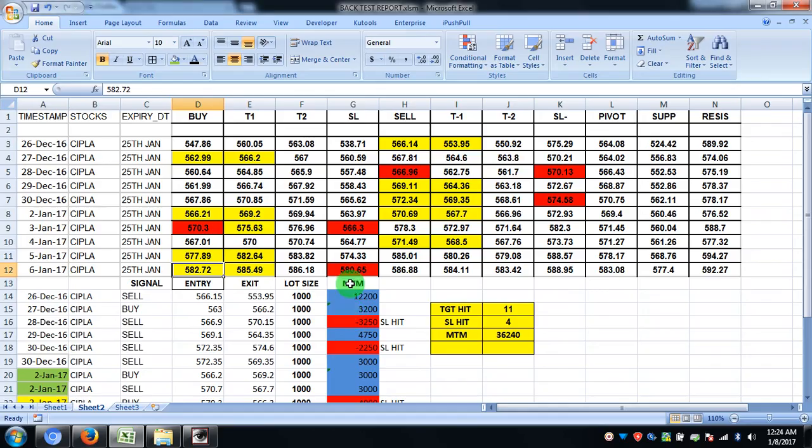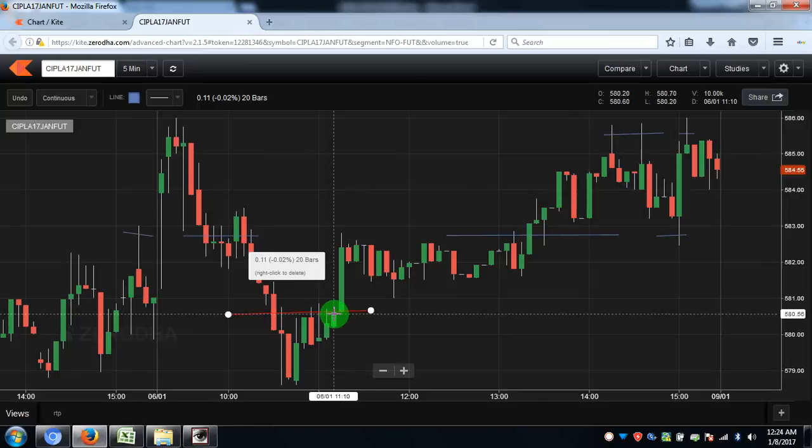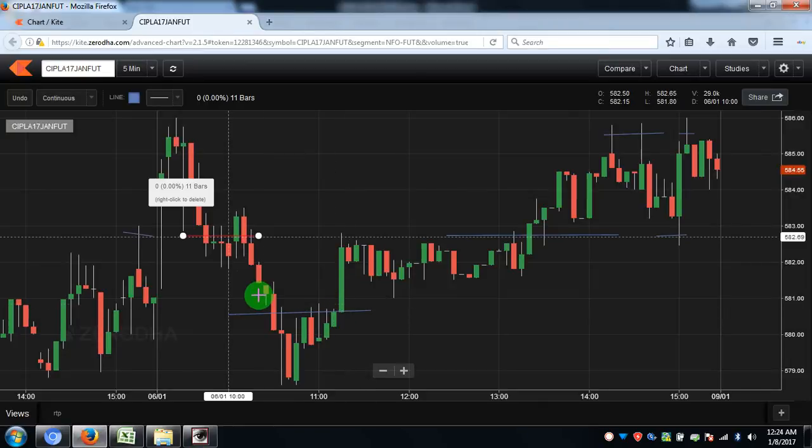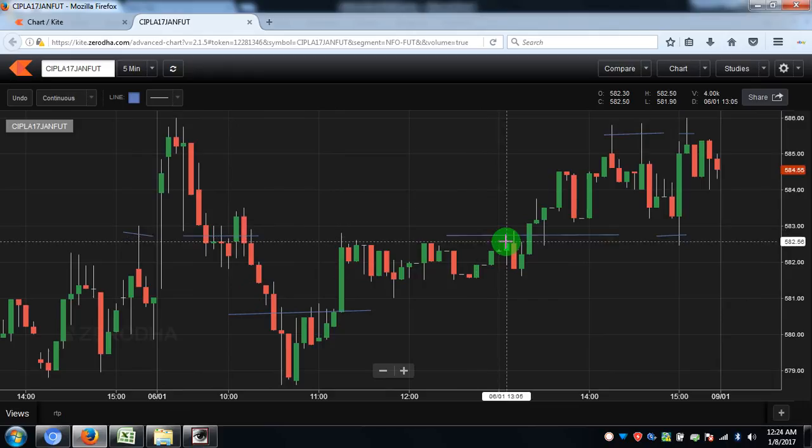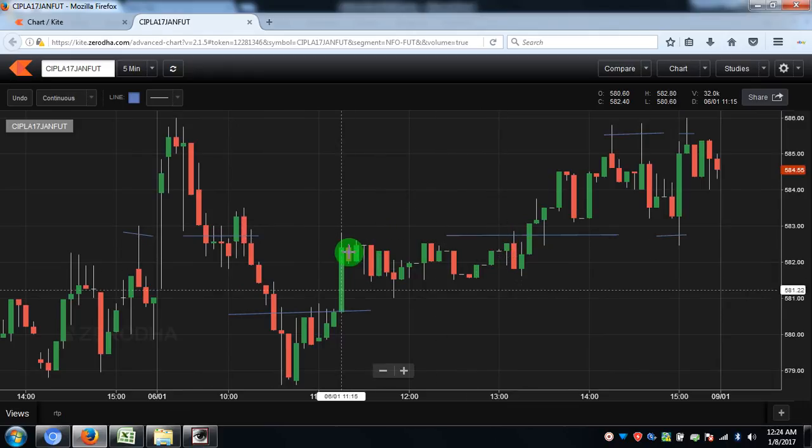Stop loss was given at 580.65 paisa. Stop loss was triggered, and the second buy was generated at this level. You can consider it was hugely volatile. Both sides, one single candle made a high and low, and it touched exactly between the buy and the trend stop loss. This candle was generated, so here we didn't get an opportunity to buy.